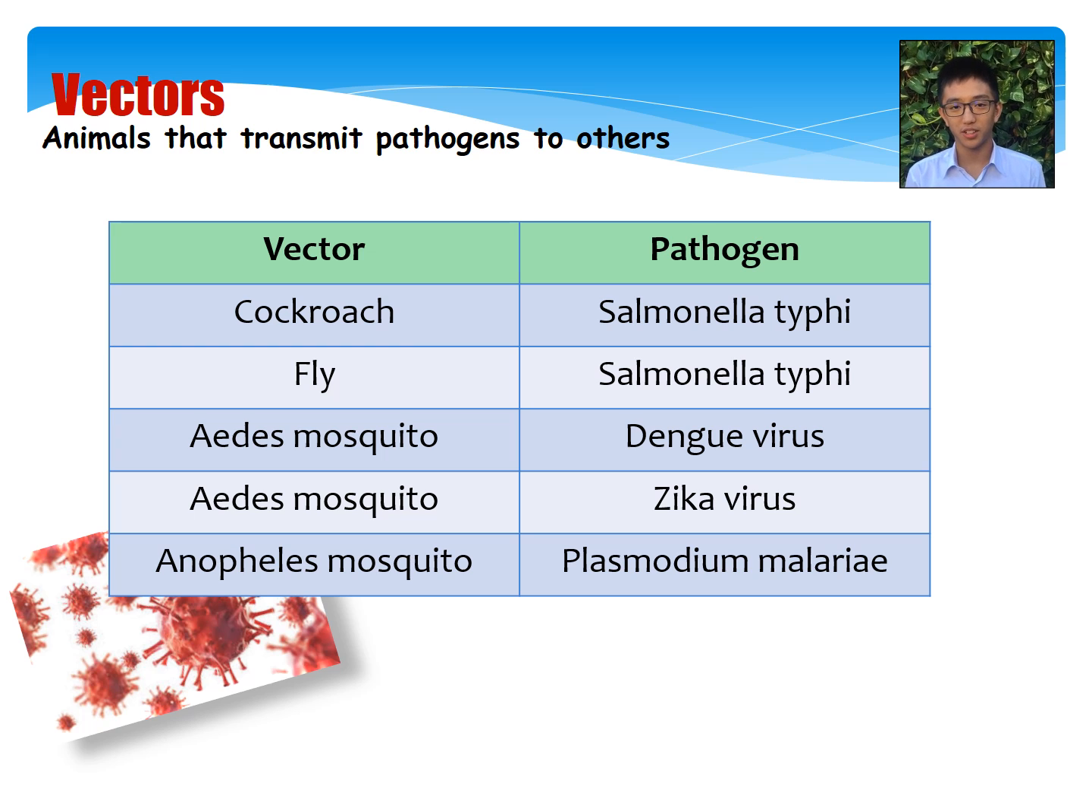We will now talk about the animals that transmit pathogens. First, we can see that cockroaches and flies transmit the same pathogen, while mosquitoes transmit various pathogens. Every vector has different pathogens.